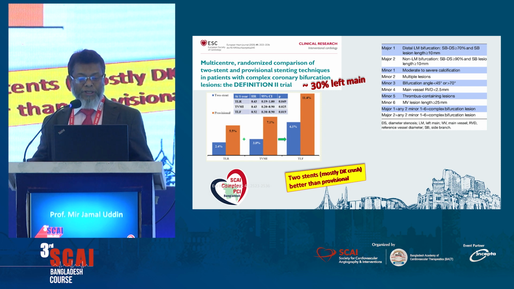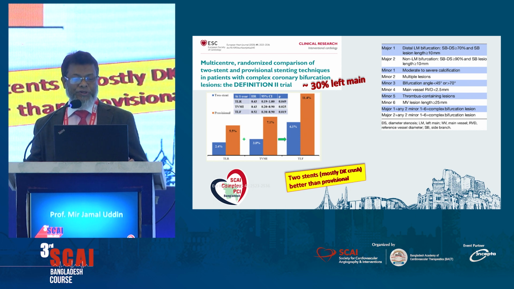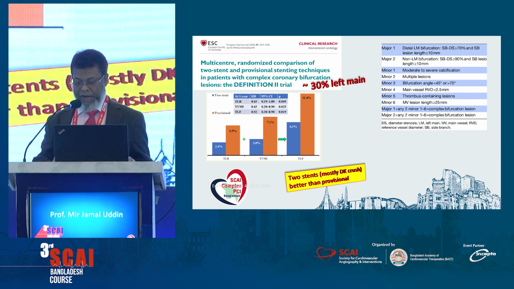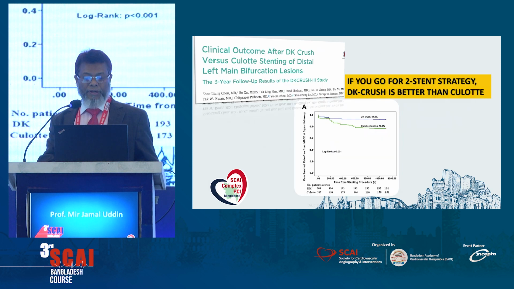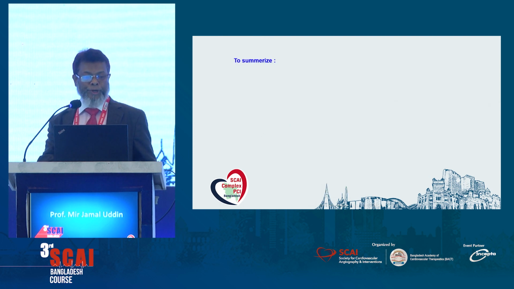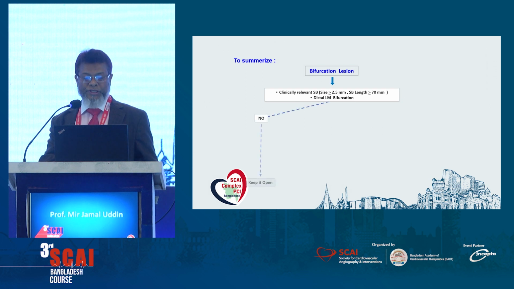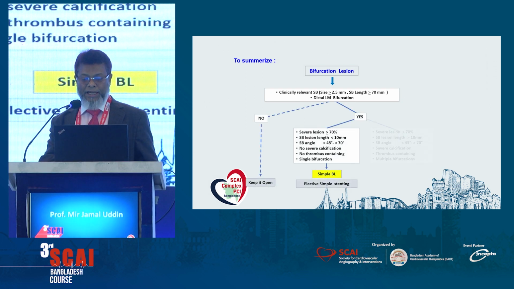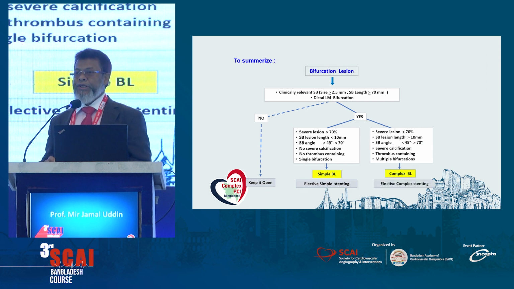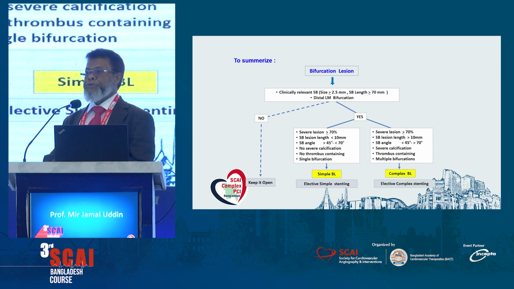And you know that more than 30%, somebody told in studies that approximately 20% is left main, and the multicenter randomized comparison of two-stent and provisional stenting technique in patients with complex coronary bifurcation lesion, the DEFINITION II trial, has already been shown. And if you go for a two-stent strategy, DK crush is the choice. That has already been told by Dr. Ramesh. And to summarize, if you see a bifurcation lesion, then I shall have to choose whether my patient has a complex lesion or a simple lesion.